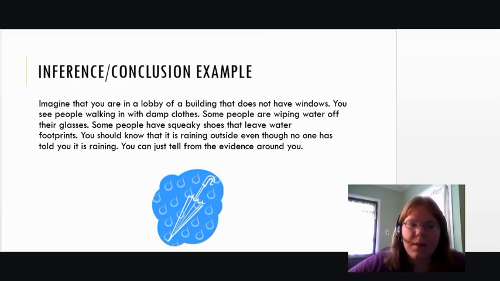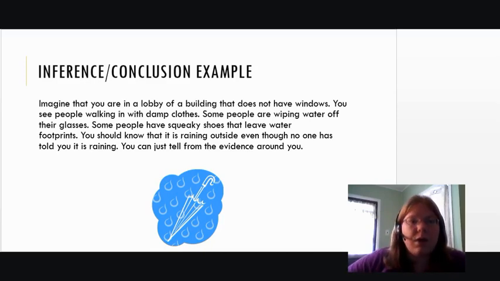So here's an example of an inference or conclusion. Imagine that you are in a lobby of a building that does not have windows. You see people walking in with damp clothes. Some people are wiping water off their glasses. Some people have squeaky shoes that leave watery footprints. You should know that it's raining outside, even though no one has told you it was raining.